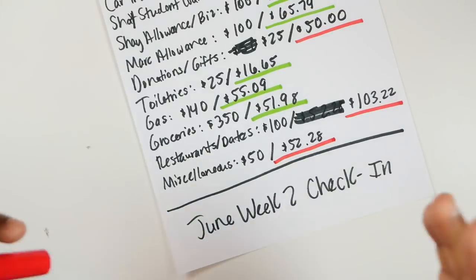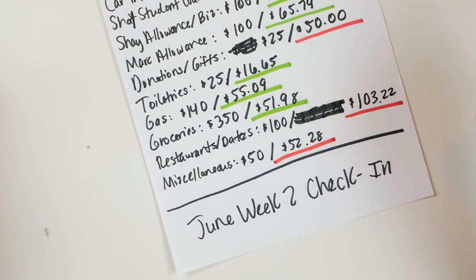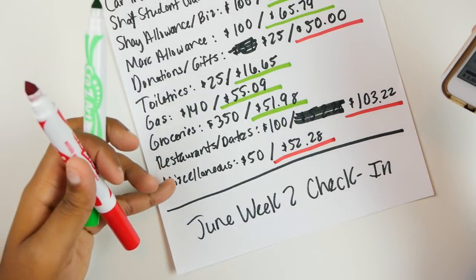But as far as true miscellaneous expenses, I can tell you guys, just so you have a general idea of what that might look like. So the memory card was $32.39. Oh, Amazon Prime, that came out of miscellaneous.